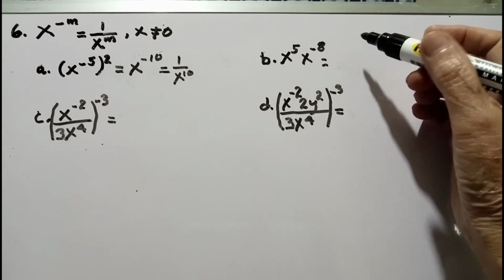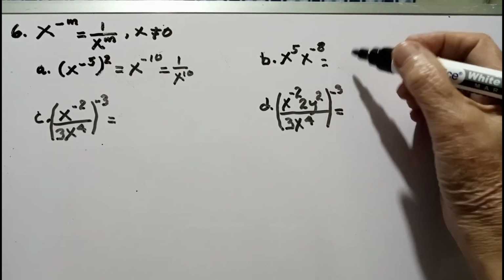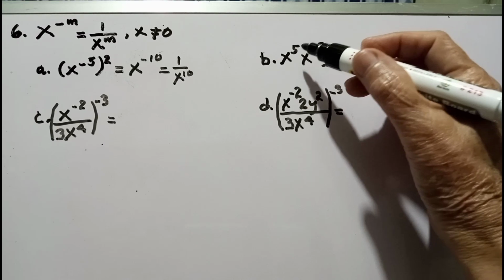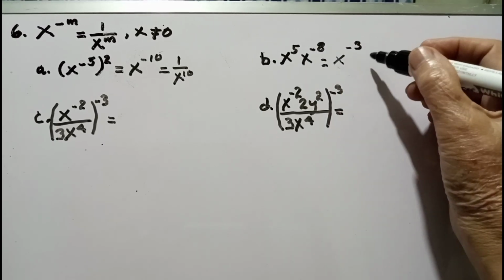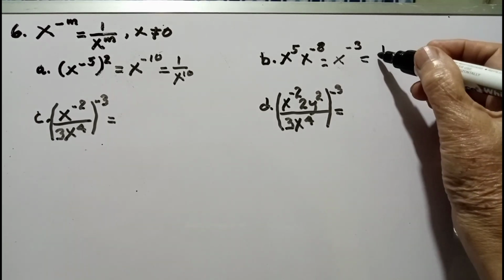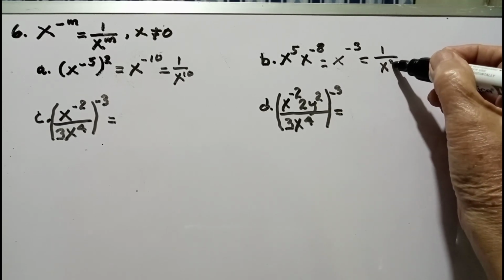Now we have another example. x to the 5 times x to the negative 8. So the answer is x to the 5 minus 8, which is minus 3. So by definition, that would be 1 over x cubed.